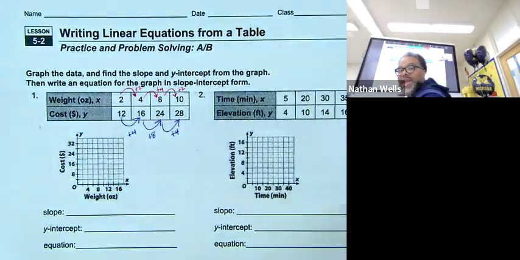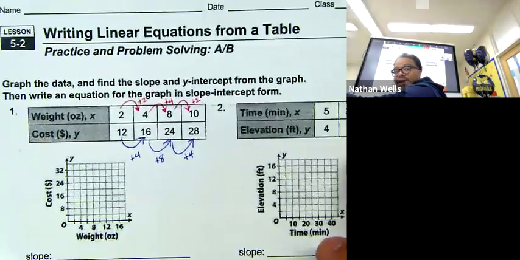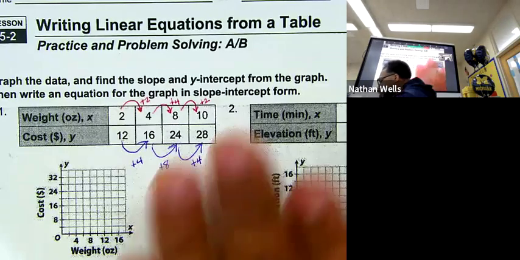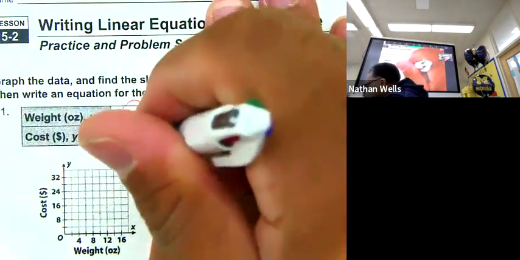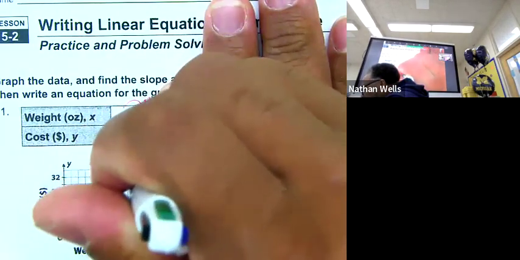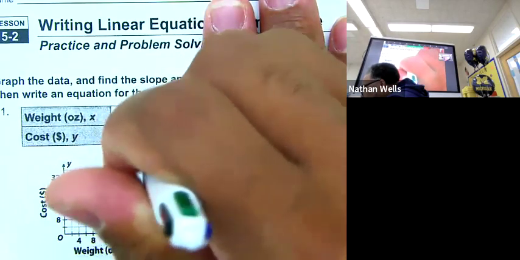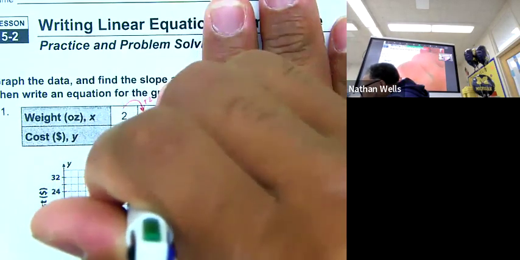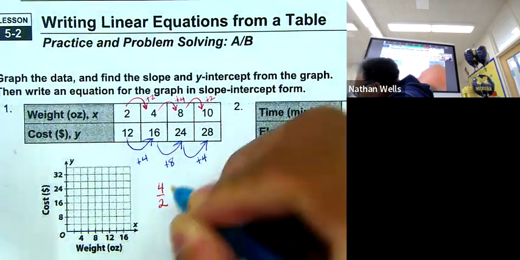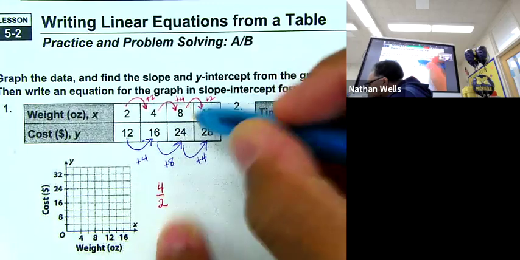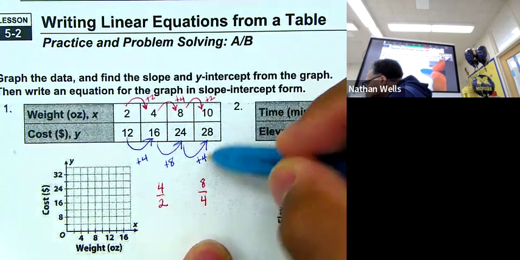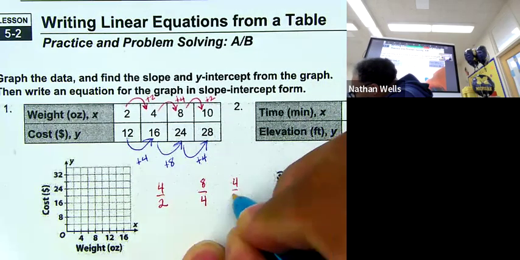What a lot of people forget is what you have to do from here is make your y over x ratios. So that means make a fraction, putting your y on top and your x on the bottom. Your change in y over your change in x. So the first one was 4/2. The second one is 8/4. And the third ratio y over x is 4/2 again.